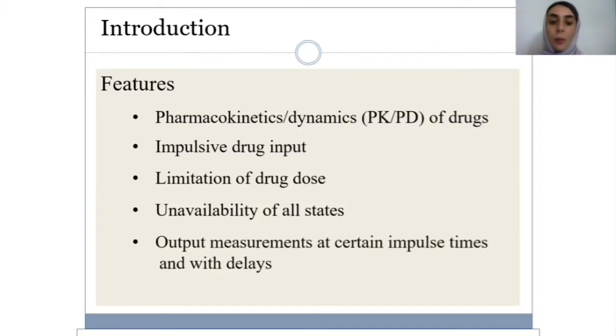Therefore, they should be estimated by using a nonlinear observer. On the other hand, the viral load measurements are only available at some certain impulse times and not the whole time intervals. And it takes time to obtain the result. In other words, the measurements are subject to delay. Therefore, the observer should work under the delayed and sampled measurements.